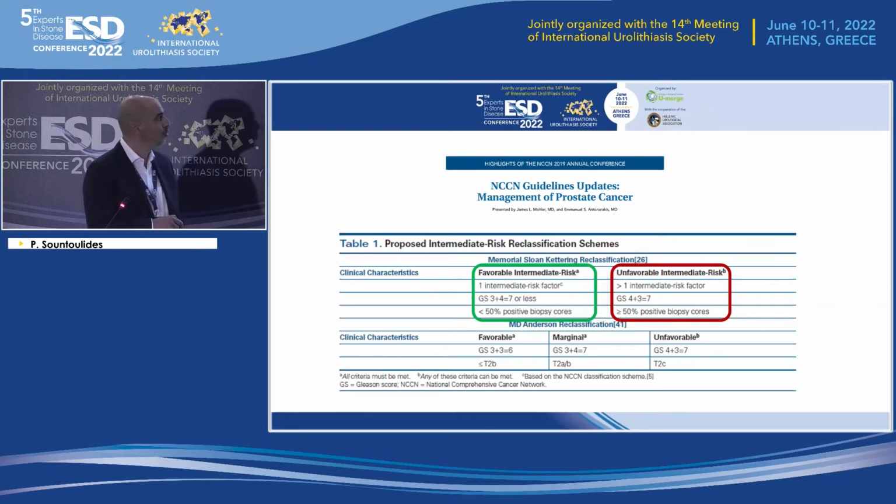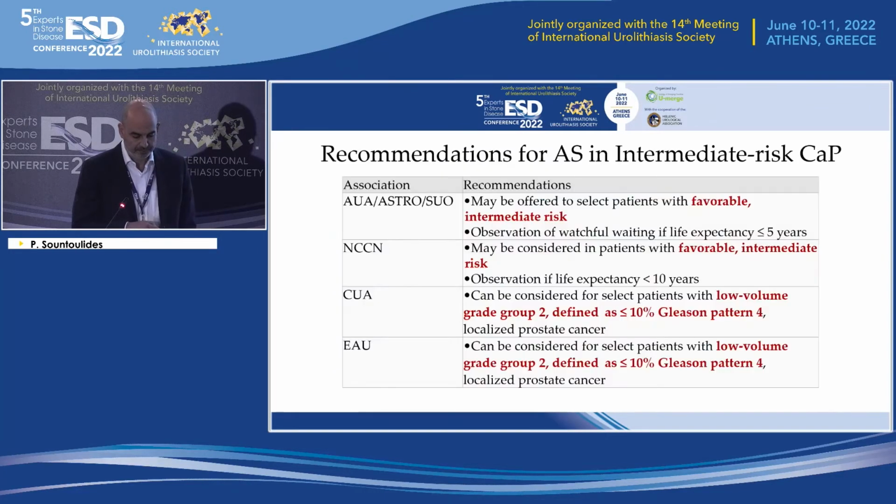And the reason I chose green is because those patients can be selected, or can be advised, to go for active surveillance, whereas patients in this group are taking a rather increased risk of failure, as we'll see later on.